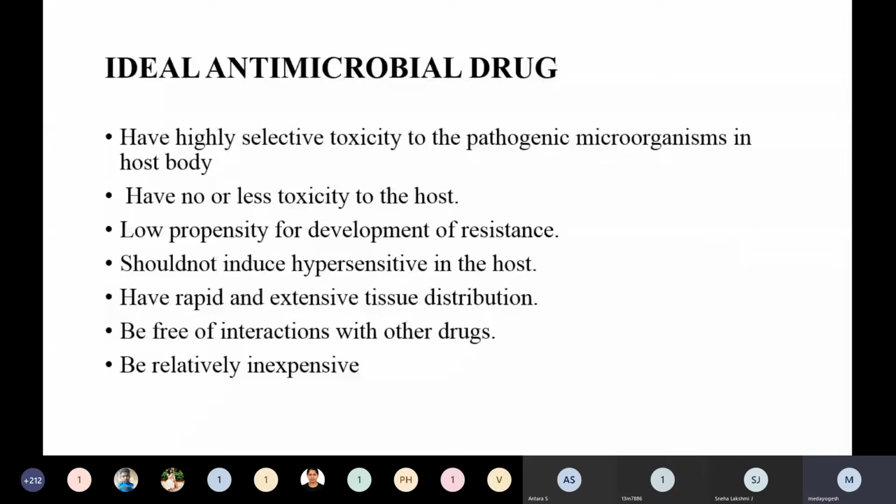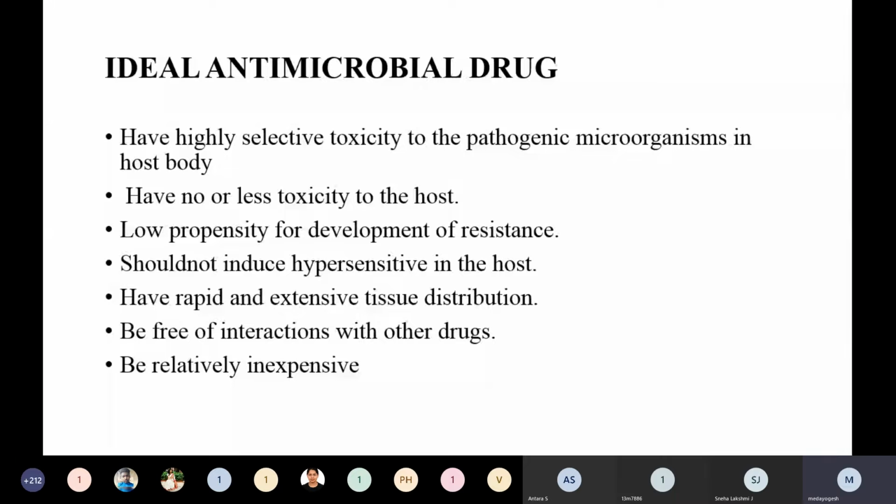Fine. So these are the different factors: patient, drug factor, and the organ related factors which affect your choice of antibiotic. Now, after listening to so many factors, when we call that this drug is an ideal antimicrobial drug, the drug should have highly selective toxicity to the microorganism. It should be either less toxic or it should not cause any toxicity to the host.